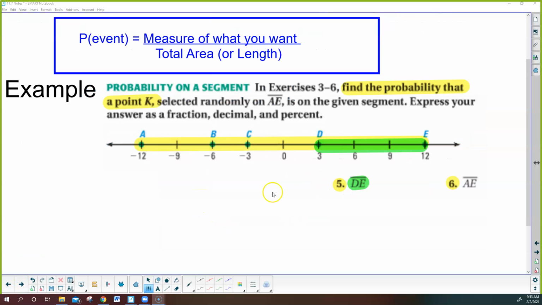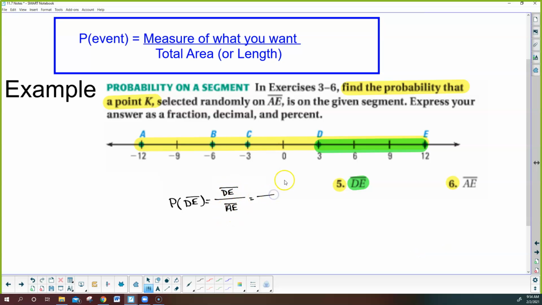Okay, let's look at number 5. So what we want is the length of DE. That's what's highlighted in green. And the total is the length from A to E. So the way I would write this is probability of event DE is equal to what we want, which maybe I'll just write as an expression first, because that's technically how we're thinking of this. What we want over the total.